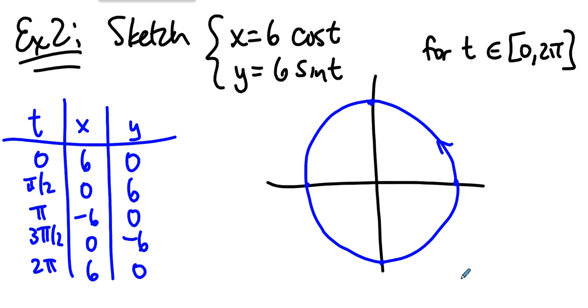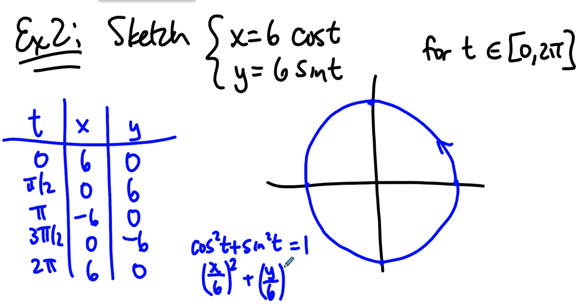Now, that shouldn't surprise anybody because we learned in high school that cosine squared t plus sine squared t is 1. Well, cosine of t is x over 6, and sine of t is y over 6. And that becomes x squared plus y squared is 36. That's a circle centered at the origin of radius 6.